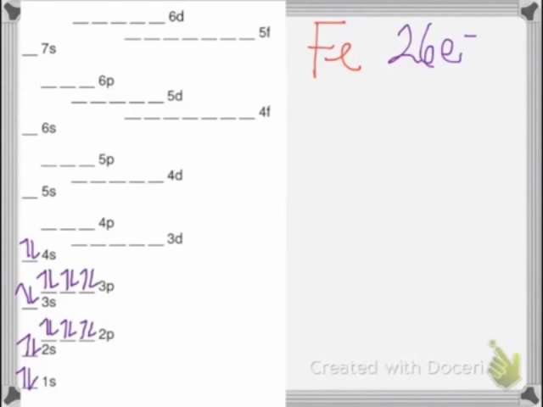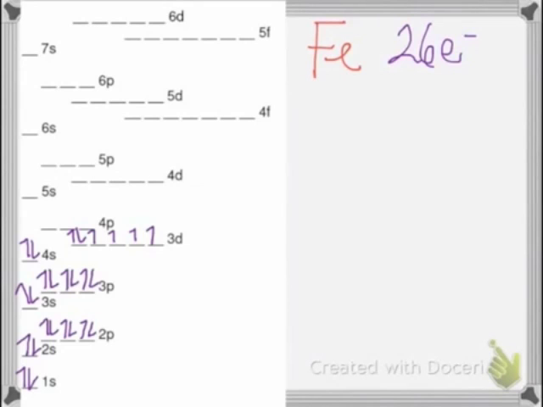So how do I need to put these? It looks like 3d, and you said that we put an arrow up in every single one before we put an arrow down. So we need to put 6 arrows up: 1, 2, 3, 4, 5. Well, I've only got 5 of them, so put 1 down. There we go. That's the 6 electrons that we had left.